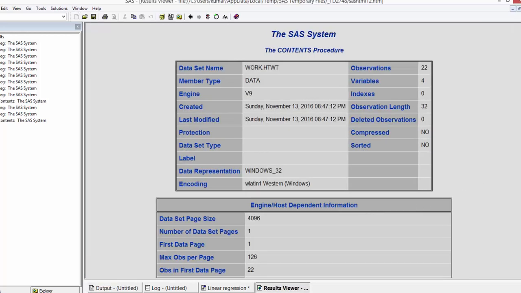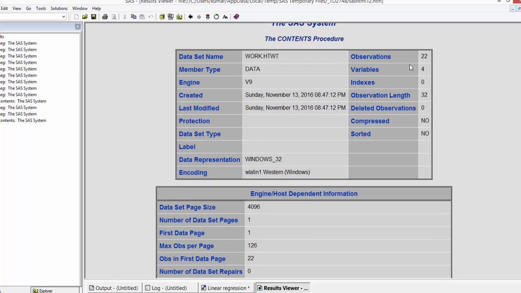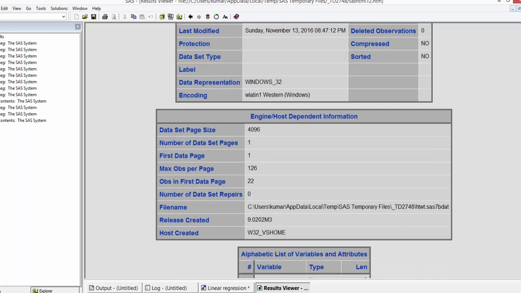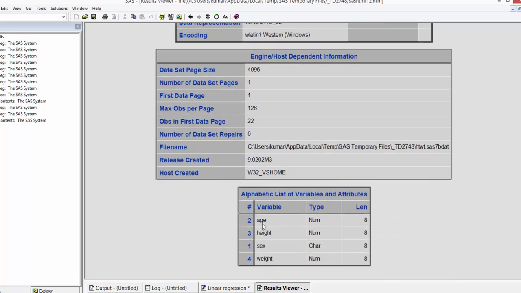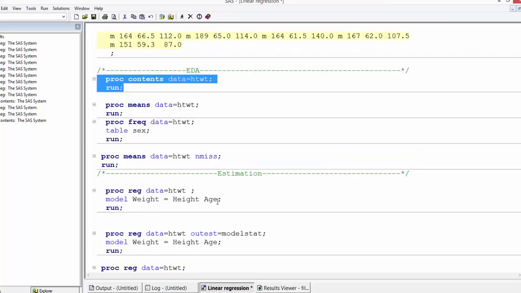Now in the output you can see the details about the data. So there are 22 observations in the data. There are 4 variables, and there is also other information related to the data which is given. But we are more concerned about the number of variables, the number of observations, and so on. We have got 4 variables: age, height, sex, and weight. The type of the variables are also given, and also the length is given.